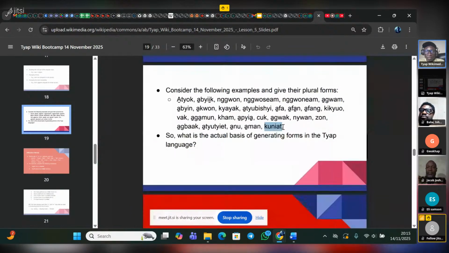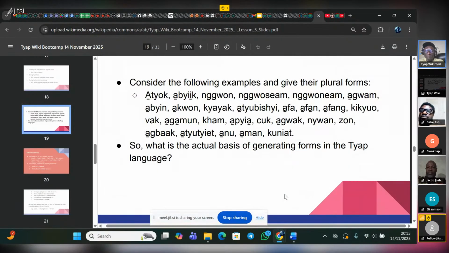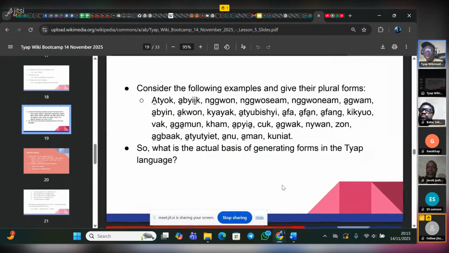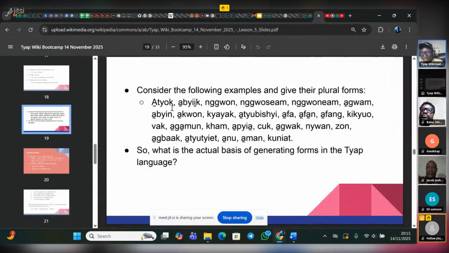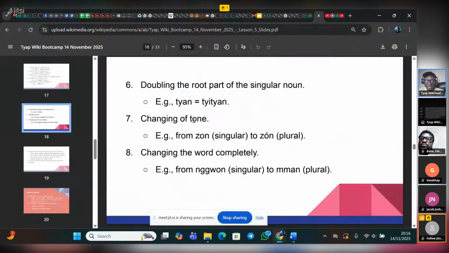So, what is actually the basis of generating the forms in the Tyap language? Because from what we can see, the definite article has a very big role to play in determining what plural form each of these words carries. So just as we explained in the eight ways of pluralizing in Tyap, once you see a singular word that belongs to the who definite article group, you begin to think that the plural form is going to carry either an a, or maybe a rising tone.